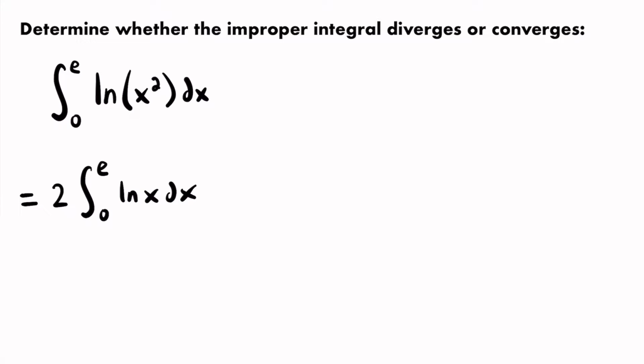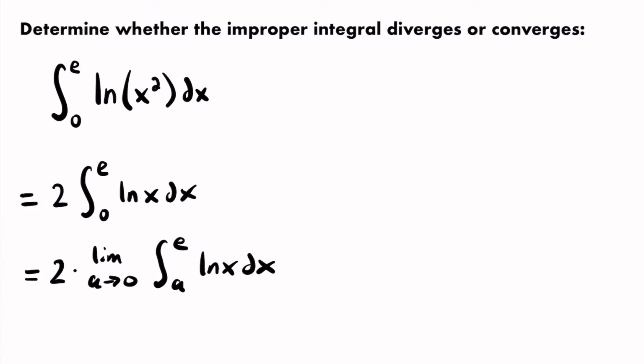And we still have an improper integral here, right? Because the natural log of x is still not defined for x equals 0, just like the natural log of x squared was not defined for x equals 0. So our integral is still an improper integral, and so we will still need to introduce a limit, which is what we are going to do right now. Here's how I'm going to rewrite this integral. We will have that this is equal to 2 times the limit as a approaches 0 of the integral from a to e of the natural log of x dx.